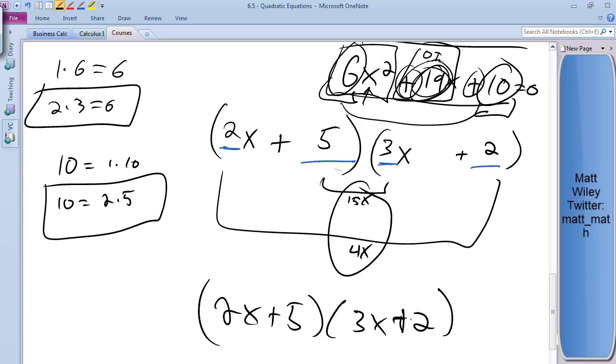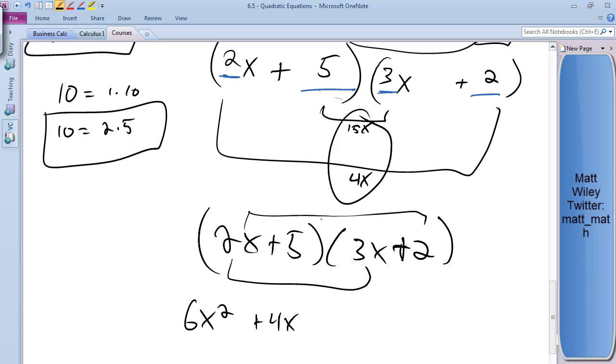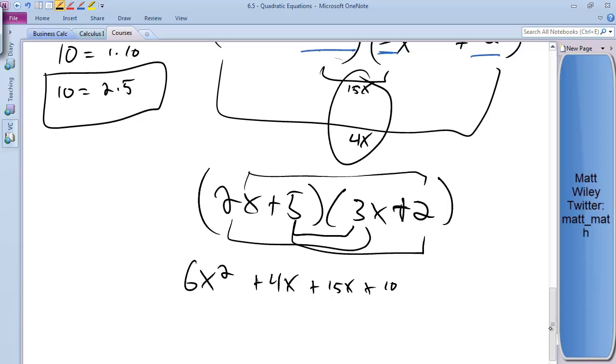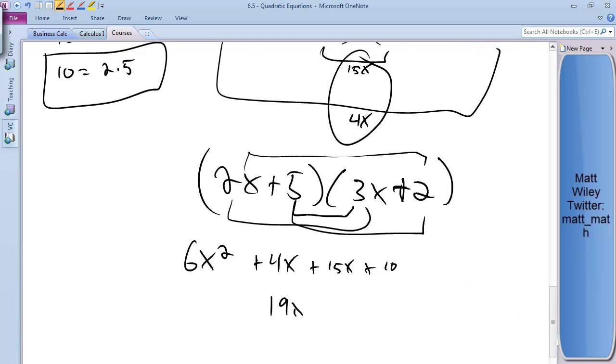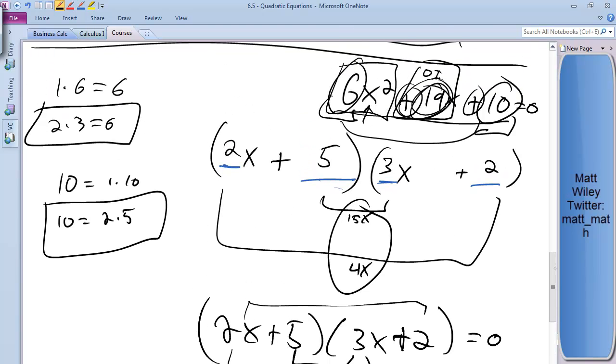The way you see if you've factored correctly is you try FOILing. Multiply the first parts together, 6x squared. Multiply the outer parts together, plus 4x. The inner, plus 15x. And finally the last parts, plus 10. Then combine like terms and make sure that you got what you started with. If you didn't get what you started with, then you've made some choices wrong.